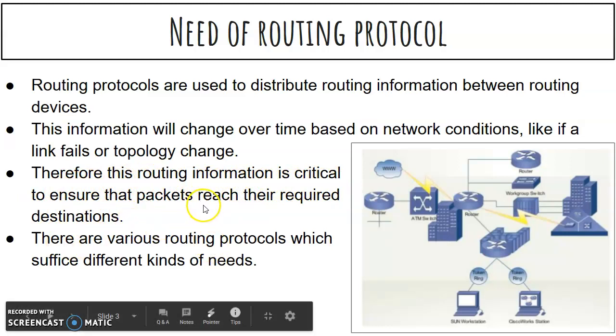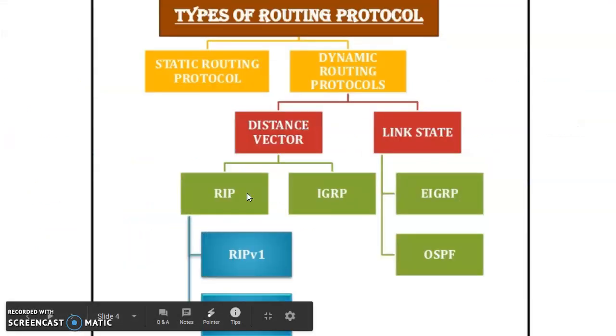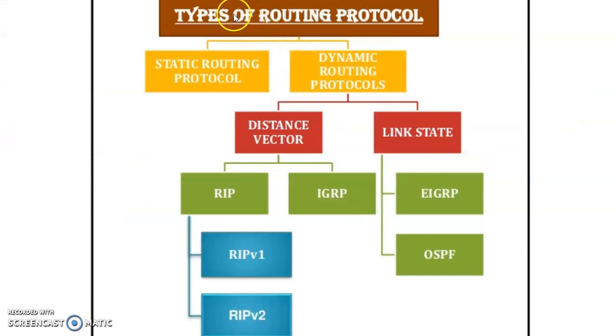So there are different types of routing protocols. We will have a look at that. So for classifying or defining different types of routing protocols, there are static routing protocols, and then there are dynamic routing protocols. In real life scenarios, only dynamic routing protocols are used from my knowledge, and then dynamic routing protocols are further divided into distance vector routing protocols and link state routing protocols.